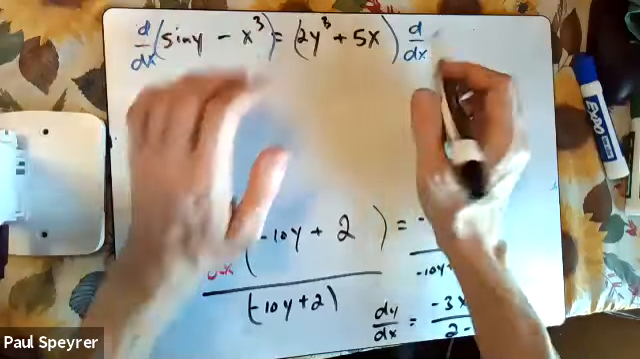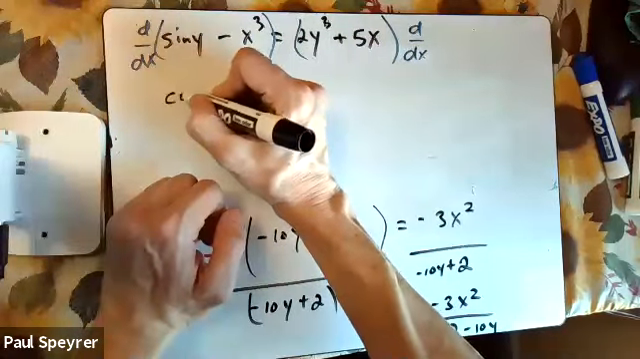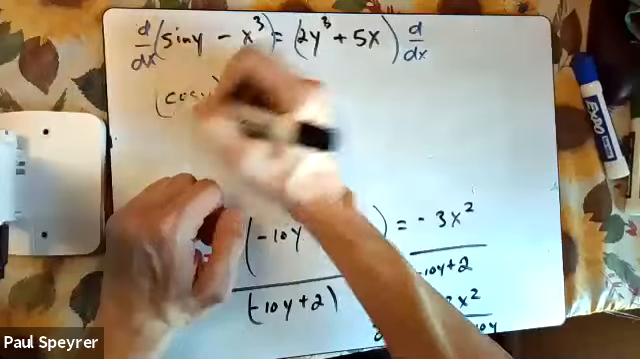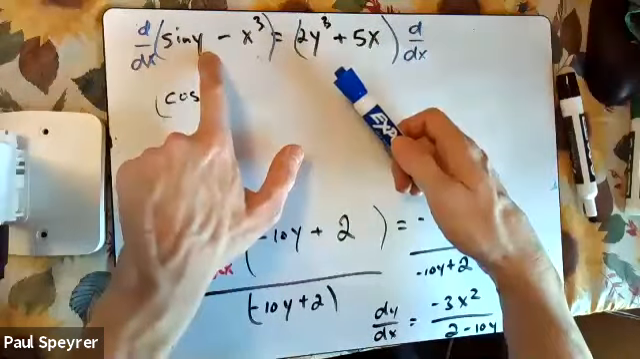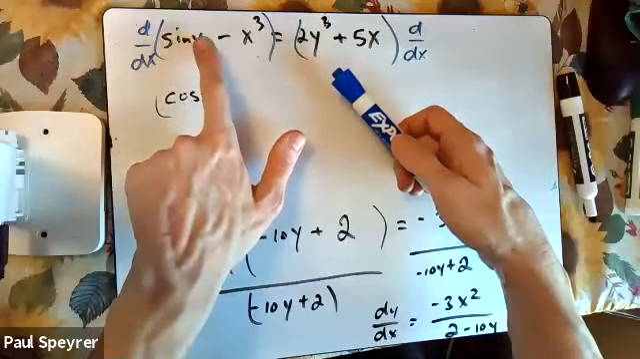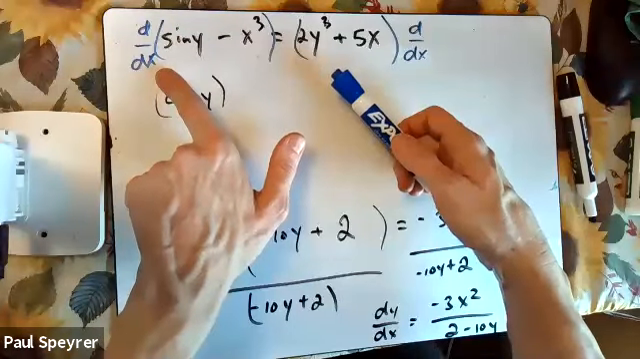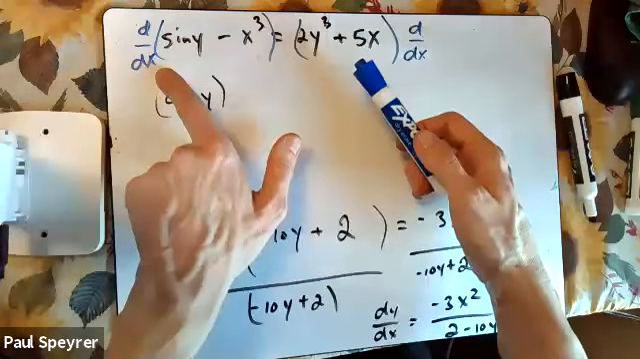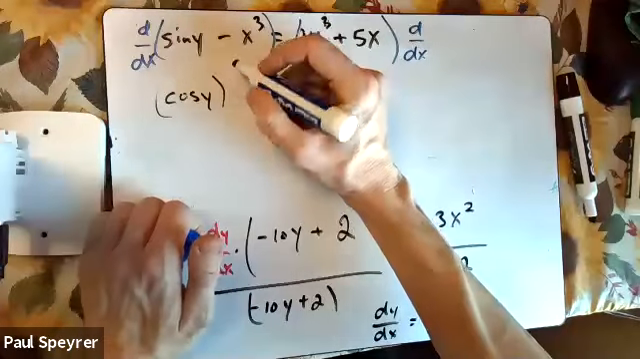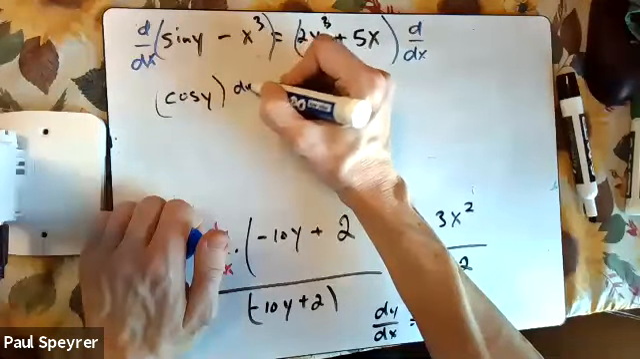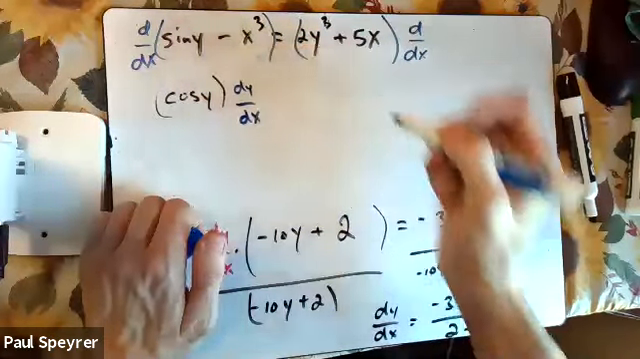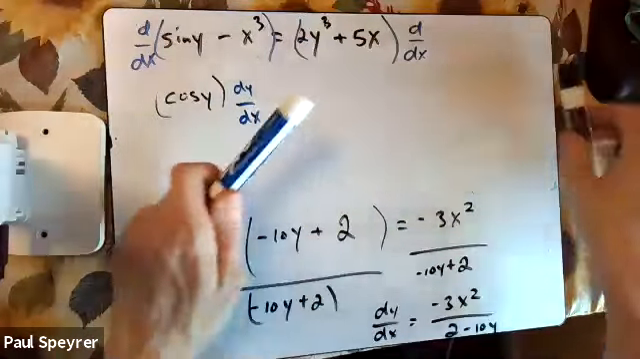It's cosine, correct? So we have cosine of y, but then you have to take the derivative of y with respect to x. That's the chain rule. What's the derivative of y with respect to x? That's the implicit differentiation part. That is dy dx. Moving along to the x cubed.